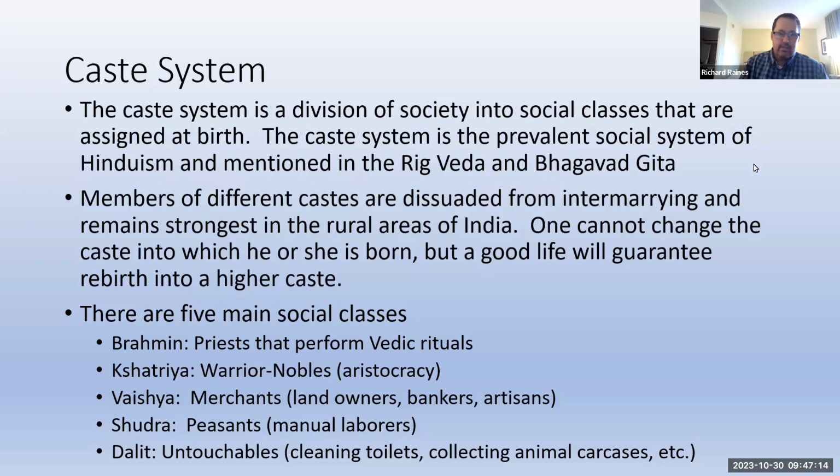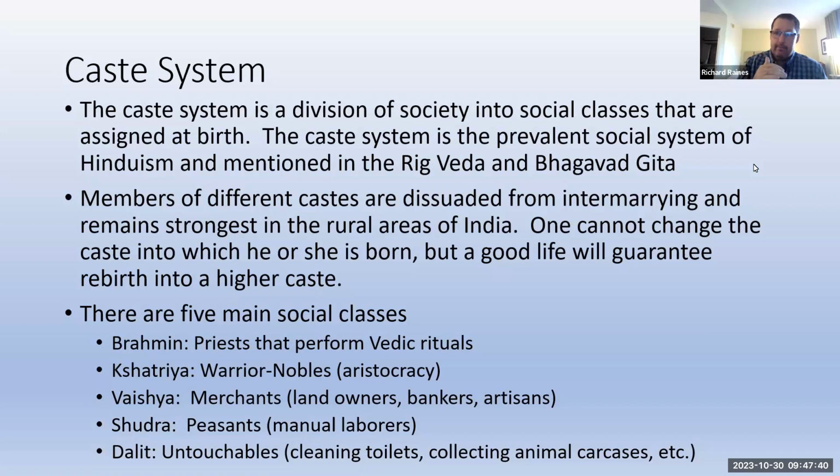Brahmin, which are the priests. Kshatriya, which are the warriors. That's the army, the nobles, the aristocracy. Vaishya, that's the merchants, landowners, bankers. Shudra, peasants. And Dalit, which are untouchables. These are people that deal with the dead bodies and do all the lowest jobs, what you consider the lowest jobs in a society. So you have these five main social classes.